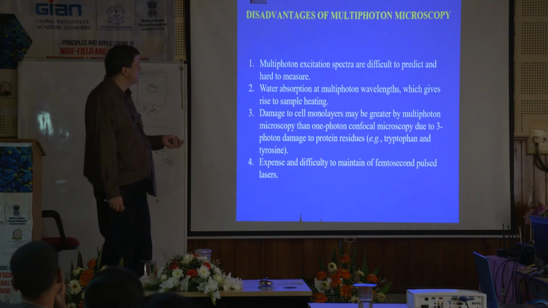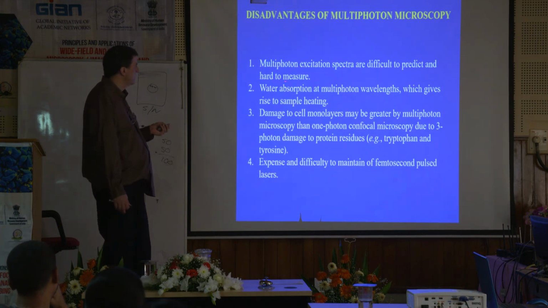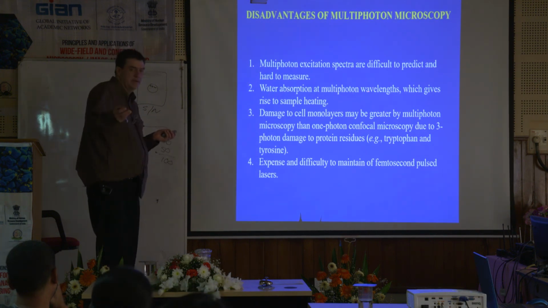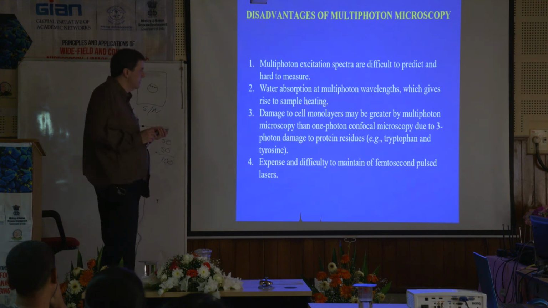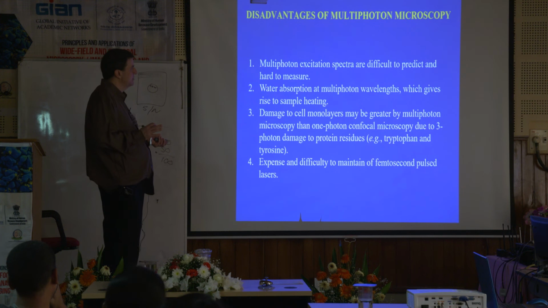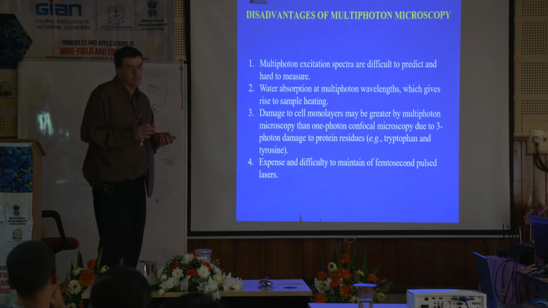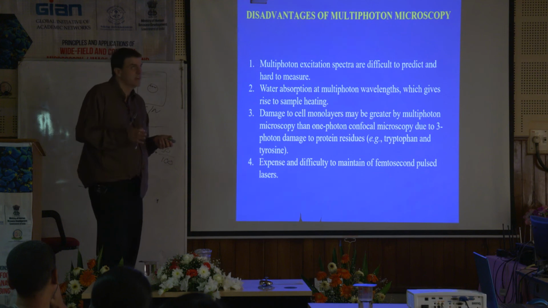The disadvantages, though, are that it can be hard to figure out how to get things to excite. The one thing is, infrared light, like heat is infrared. It tends to heat up your sample a little bit. Not really damage it, but heats it, so it's something you might want to think about. Damage to monolayers might be greater because it actually can damage protein residues. And the biggest thing about 2-photon is you've got to be ready to do it because those lasers are ridiculously expensive. I think a normal laser here is probably a $70,000 laser or so. I might be wrong about that, but they're very expensive.